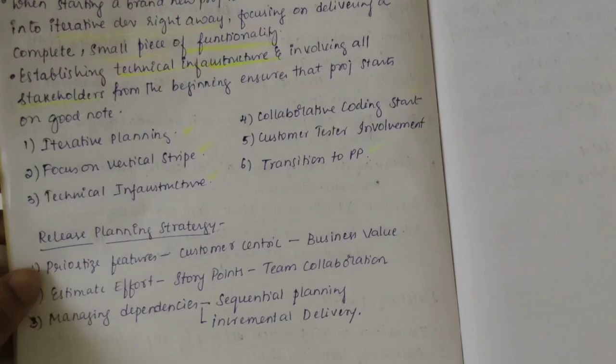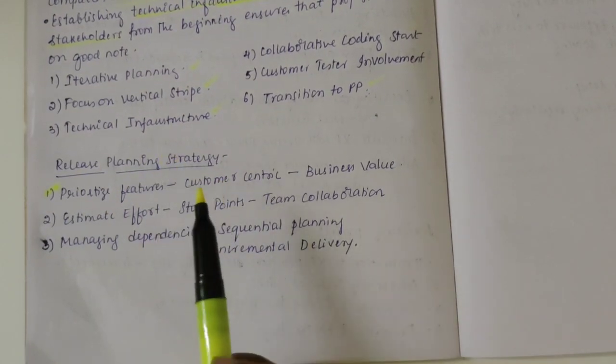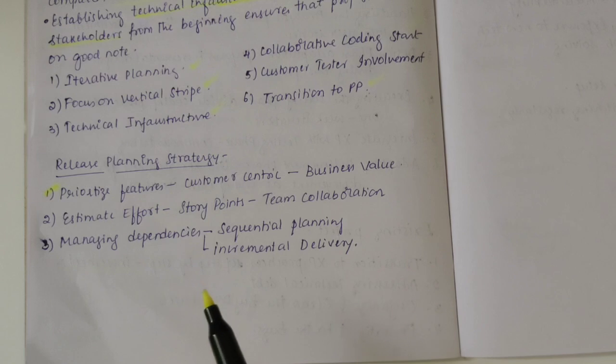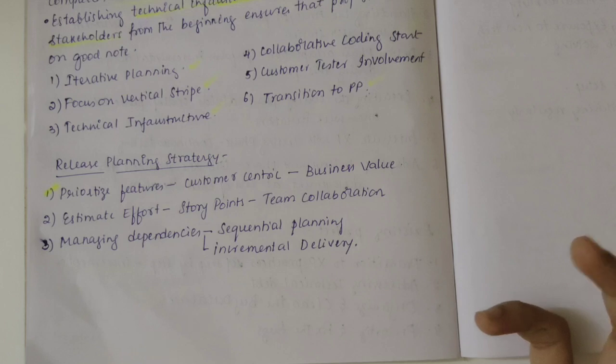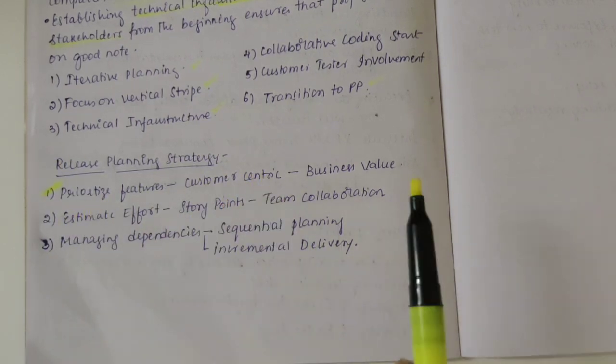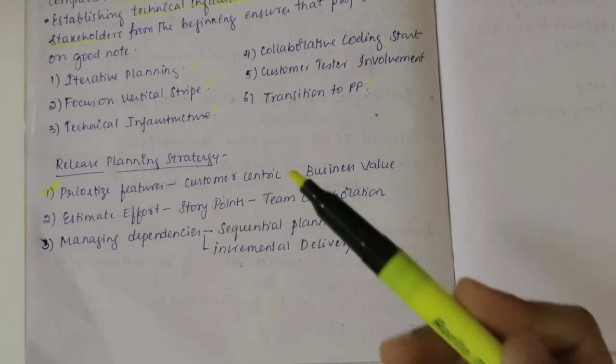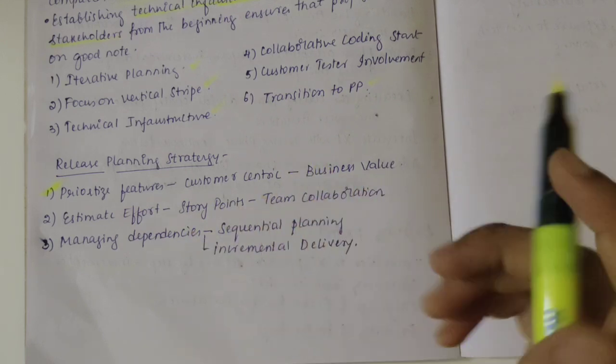Okay. Next, after that, we have release planning strategy. It is very important to look into what strategies are being implemented on how to release the iterations, how to release the functionalities in our XP. Firstly, we prioritize features. These features have to be customer centric. That is, from the customer's perspective, he or she will tell which feature should be released first.